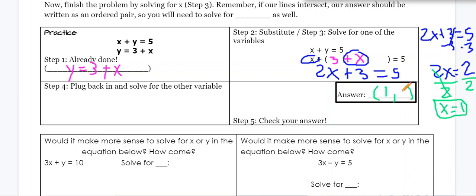Now I have to figure out what my y value is because my answer is always an ordered pair. So now that I know that x equals 1, I can plug it back into this other equation because y is already by itself, right? So I'm going to take that y equals 3 plus x, take out the x and plug in 1. That leaves me 3 plus 1. Well, what's 3 plus 1? 3 plus 1 is 4, so my y value is equal to 4. So my answer is (1, 4).